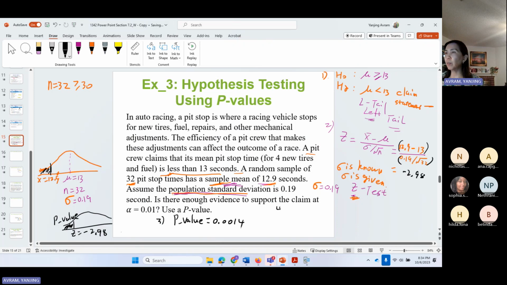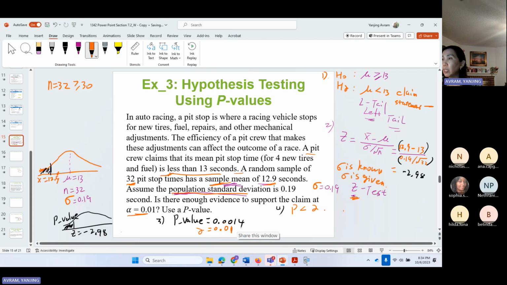Okay, so that is our p-value. And then we already have alpha here, so we're going to compare p and alpha. Alpha here is 0.01. My p's second digit is still 0, my alpha's second digit is already 1. So apparently p is less than alpha.